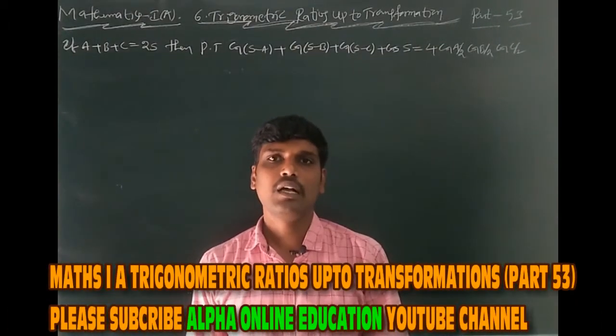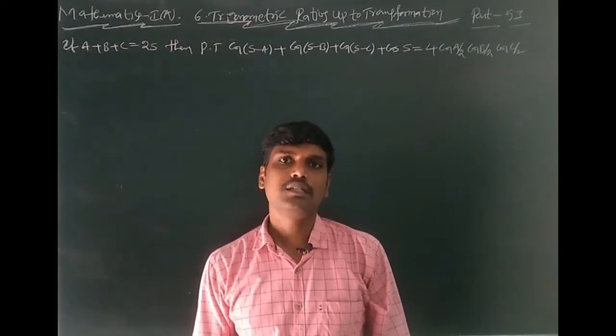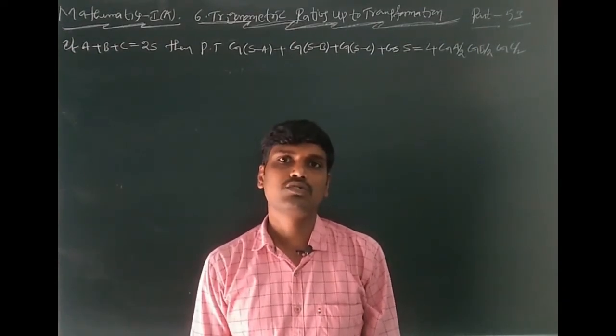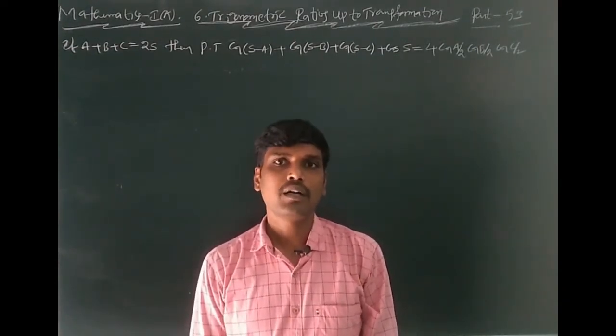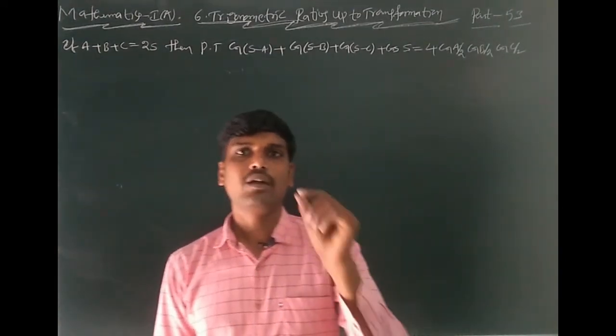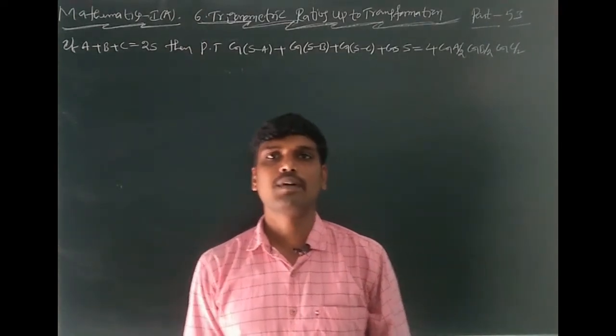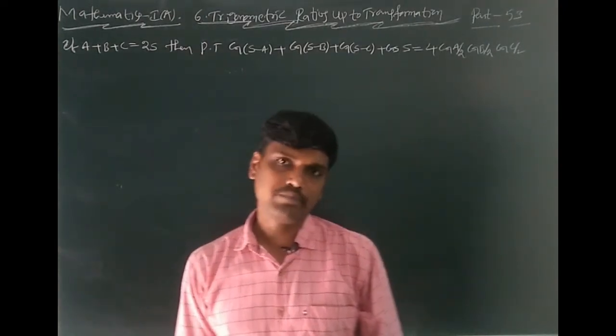Sixth chapter, trigonometric ratios up to transformation. This chapter belongs to mathematics 1A. Part 53. This is the last part and last problem in the chapter. This is the long chapter of mathematics 1A.